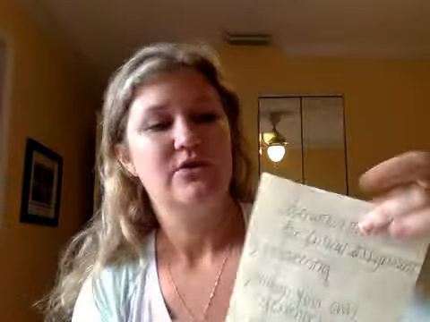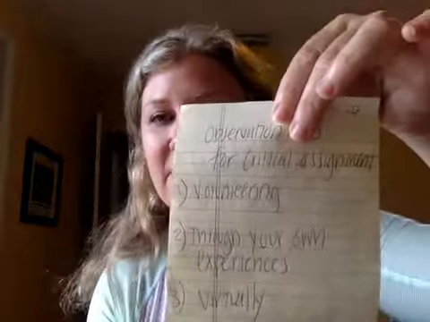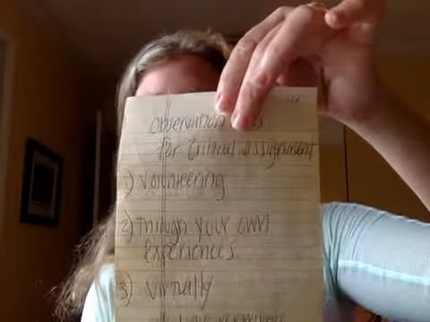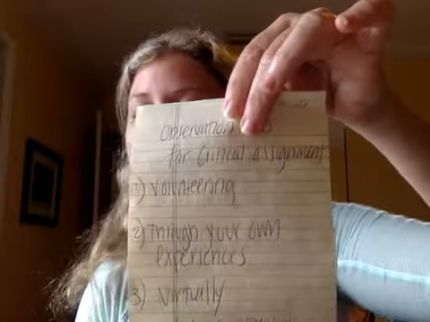So first, I want to talk about the observation hours that are needed for the critical assignment, and there's three options. This was posted at the beginning of the semester. The first option is you can just volunteer at a school that you have access to. If you have clearance, you can volunteer at the school.